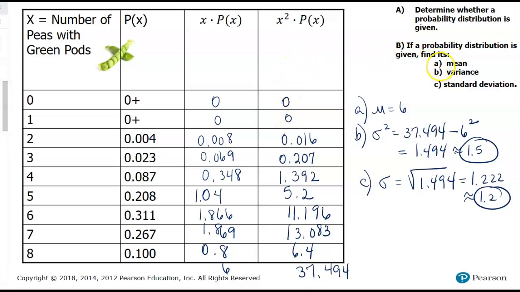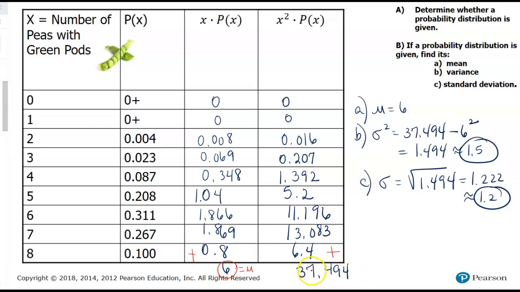So as far as answering the mean, you're going to add all of these up, and when you get them all added up, you're going to see that they add up to 6. So 6 is going to be your mean. For the variance, you're going to add all of these up here, and you're going to get 37.494.